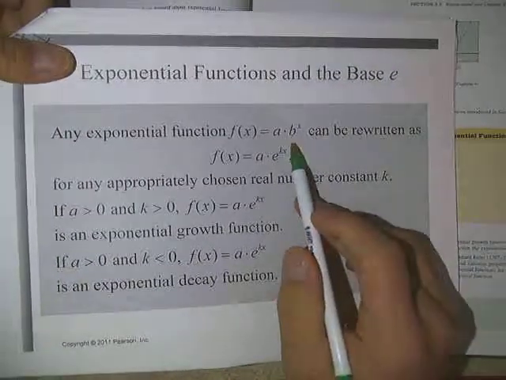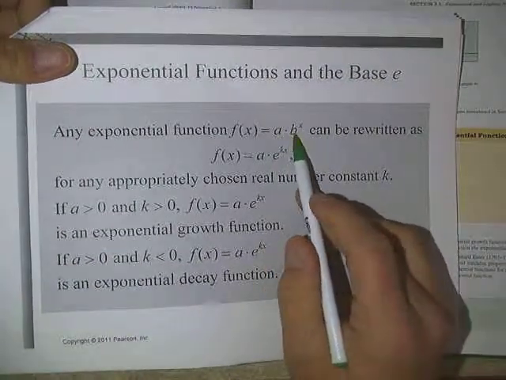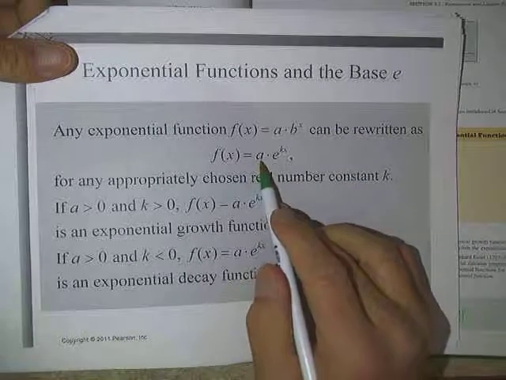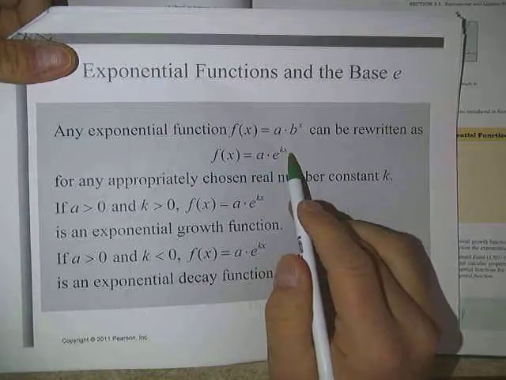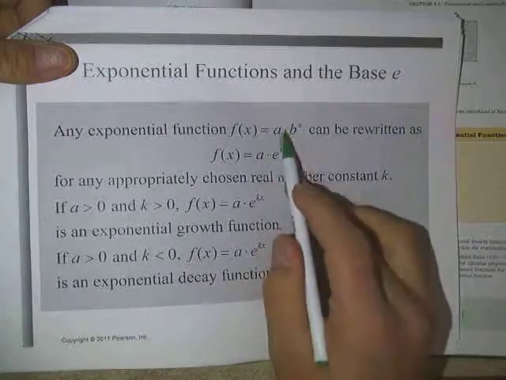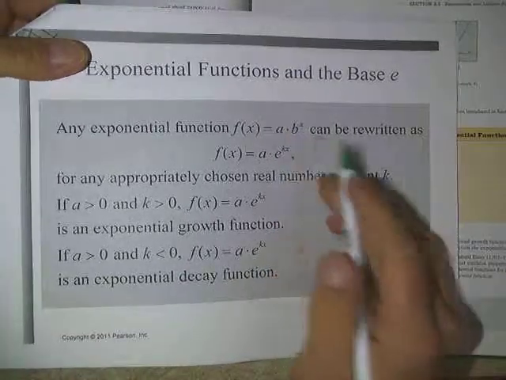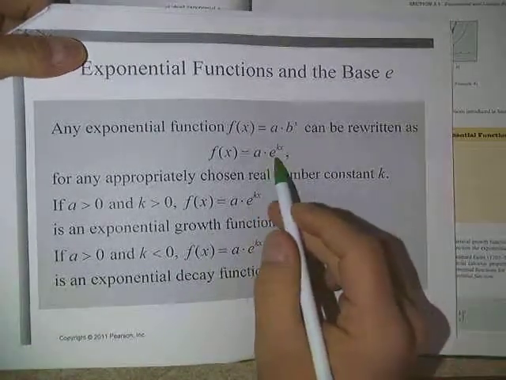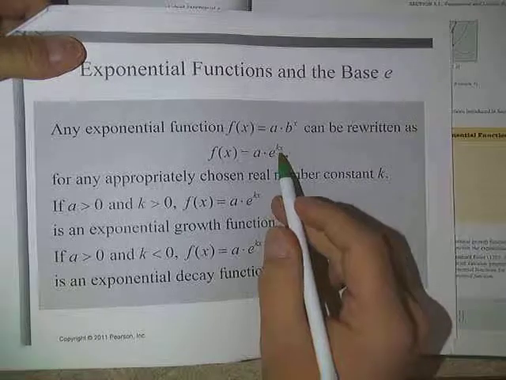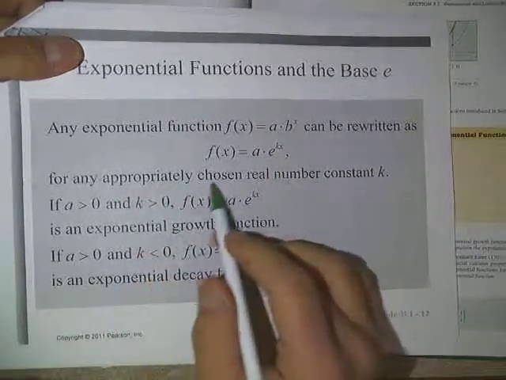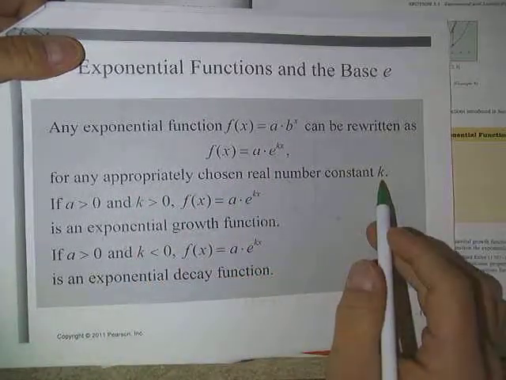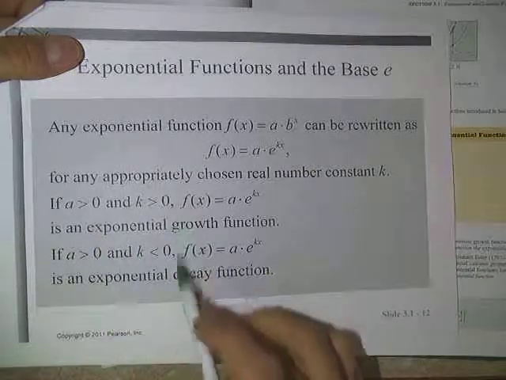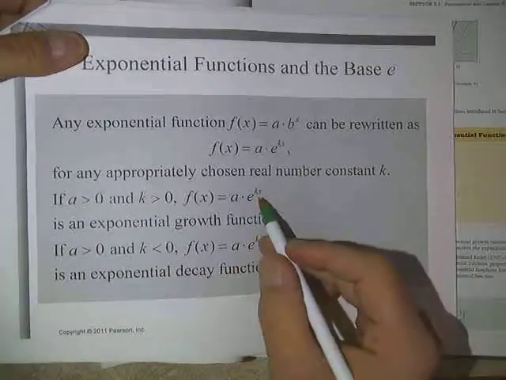Ultimately, what it boils down to is that any exponential function can be rewritten in the form a times e to the kx. So we can take any exponential function that was given, and we can transform it into this form, a times e to the kx, for an appropriately chosen value of k.